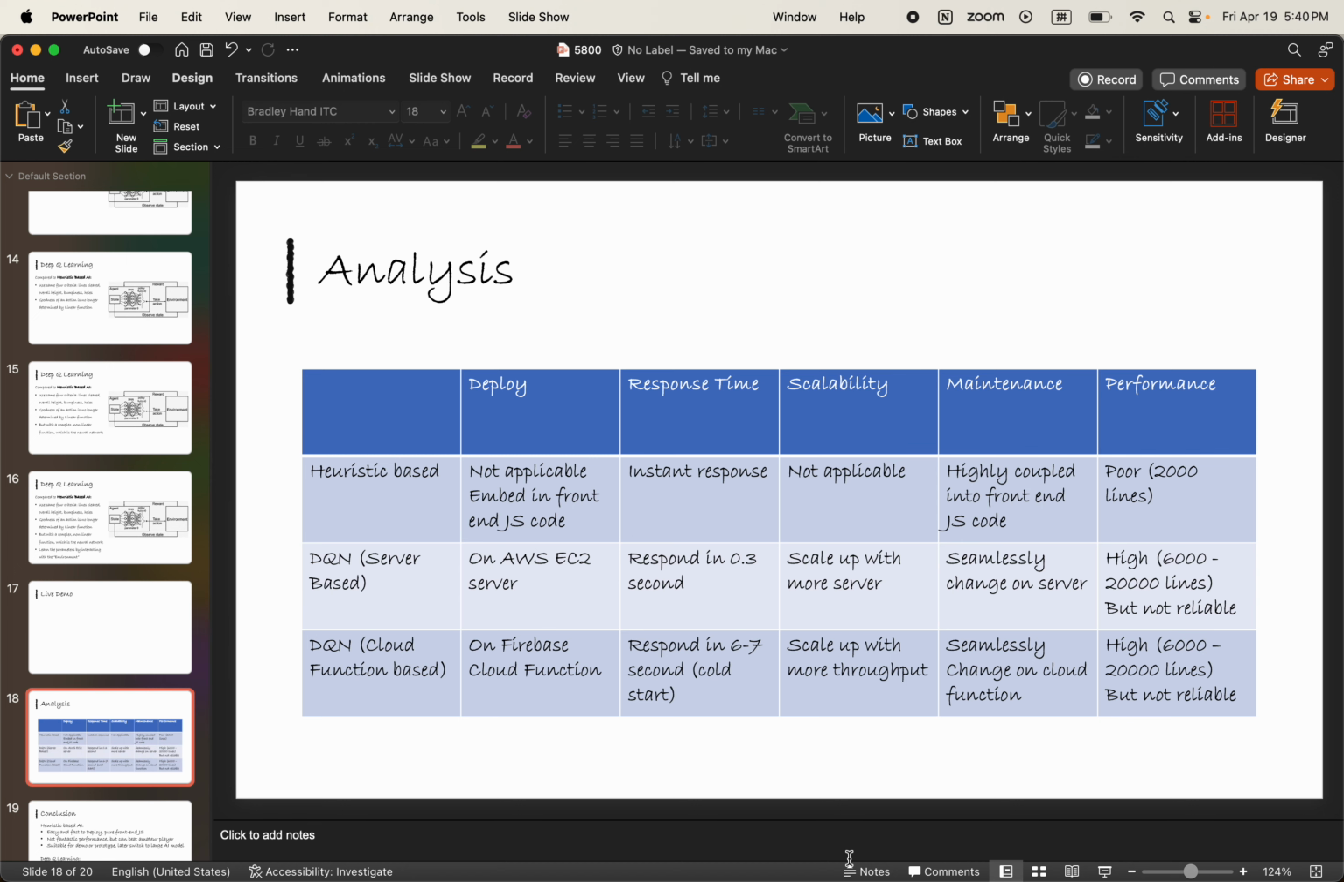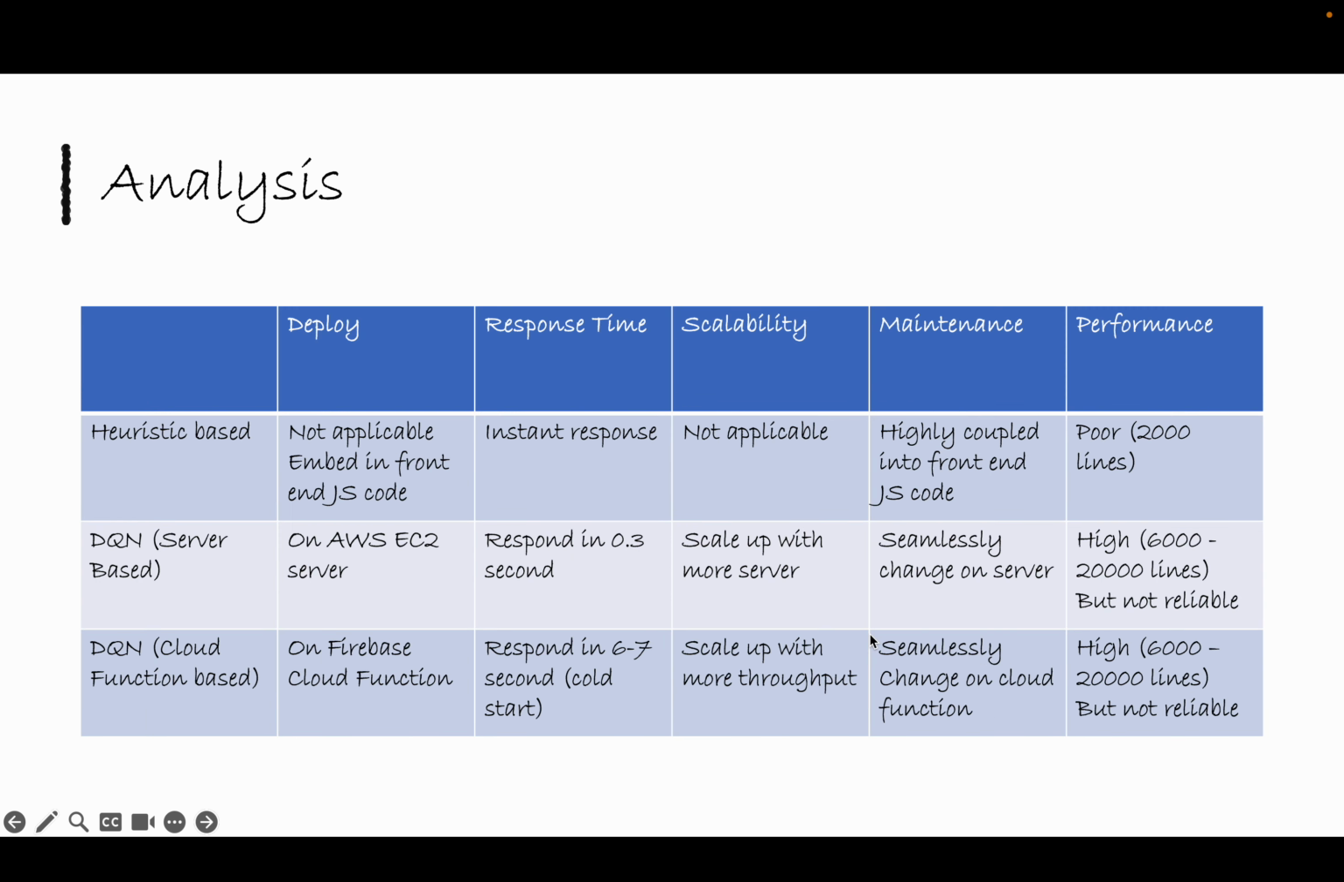So now let's go back to the analysis and conclusion section. Here are several metrics that are used to compare the different approaches. For example, the deployment, the response time, scalability, maintenance, and performance. And here are three different approaches. The first one is heuristic-based AI. The second one is DQN deployed on the server. The third one is DQN deployed on the cloud function. I'm not going to go through the whole table. I will just pick some important features.